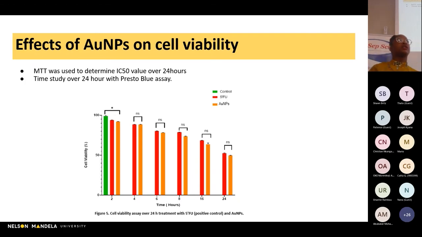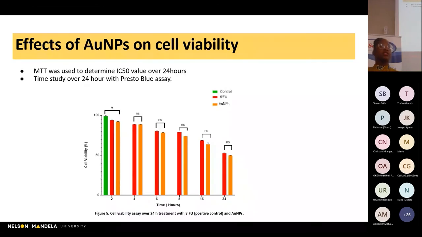And now we had to find at what time of the treatment the nanoparticles actually work. Does it work after an hour? Does it work after 2 hours? But with the MTT, you can only get your results after 4 hours. Then we decided to do a PrestoBlue, which is also a cell viability assay. So we treated the cells with the nanoparticles at different time points, which were 2 hours, 4 hours, 6 hours, 16 hours, and 24 hours. And then we found that there is a linear decrease in the number of cells.